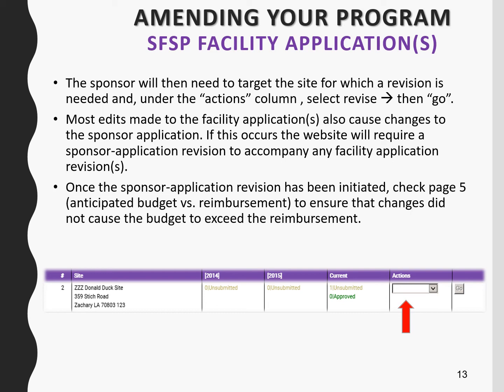Once the sponsor application revision has been initiated, check page 5, which is your anticipated budget versus your anticipated reimbursement, to ensure that the changes did not cause the budget to exceed the reimbursement.